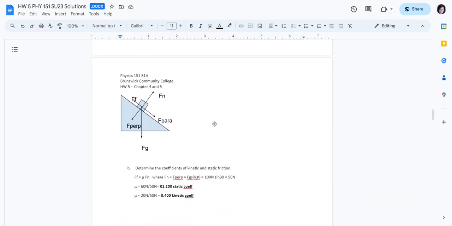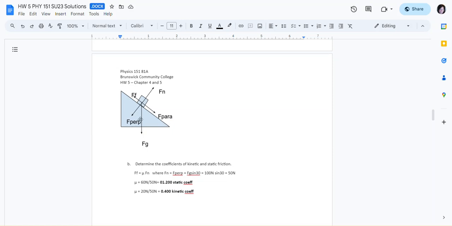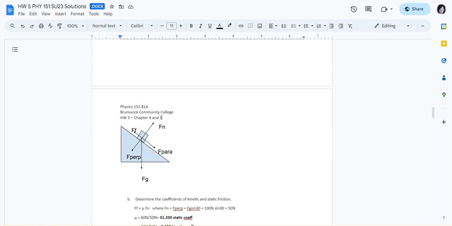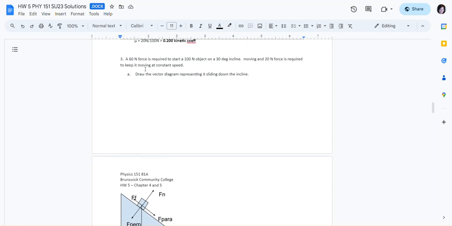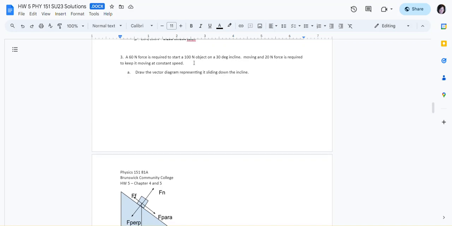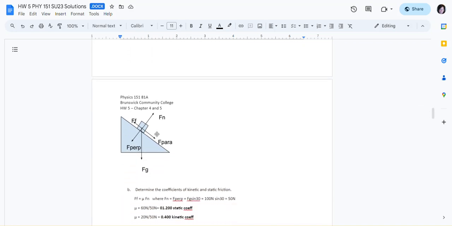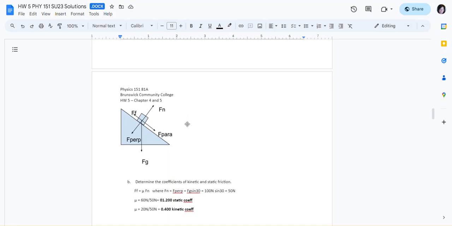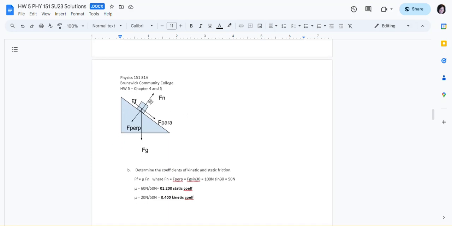In number 3, you have an inclined plane. In your inclined plane, you should always have the weight going down, and you should always have the perpendicular component of the weight and the parallel component of the weight. The parallel component of the weight goes down the incline. And in this problem, it said that there was friction acting on it. So in that case, you would want to draw friction going up, opposite F parallel, and you always want to have the normal force opposite F perpendicular.